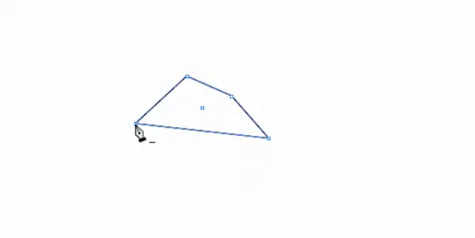Here I go all the way over to the original point, and you see the little circle next to the pen? That indicates that I'm going to close the path. Click, and the path is closed.